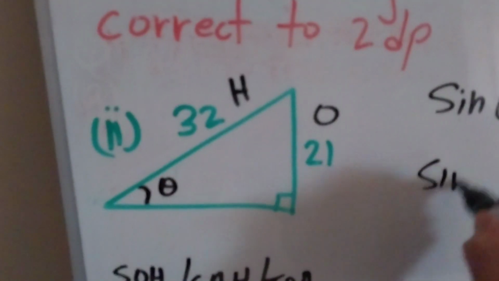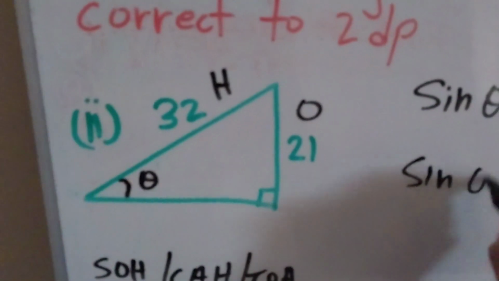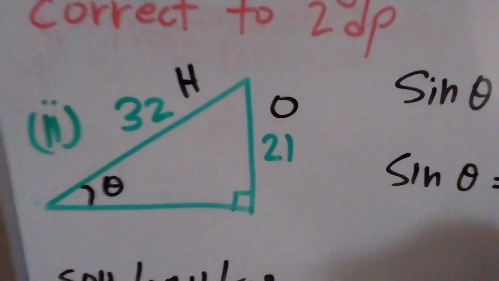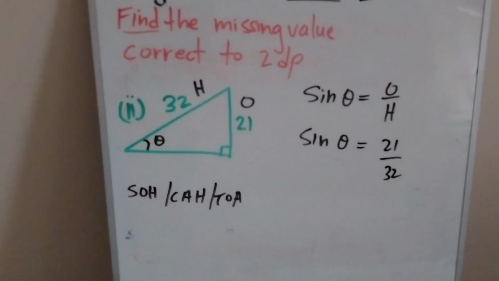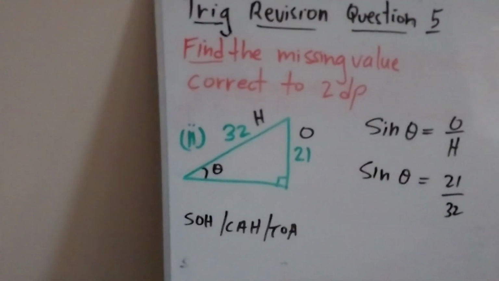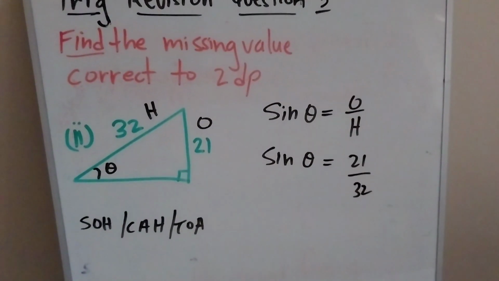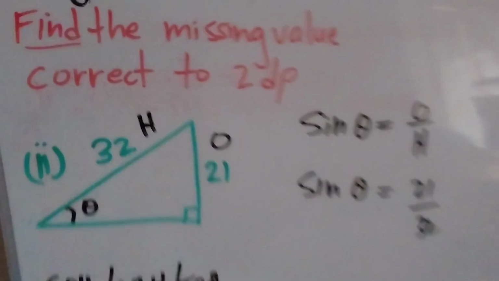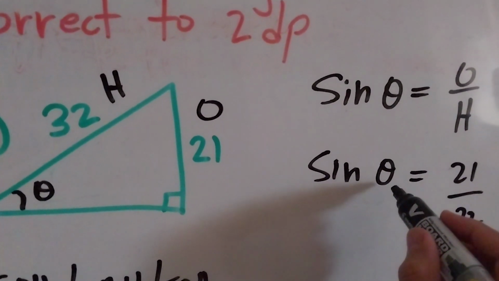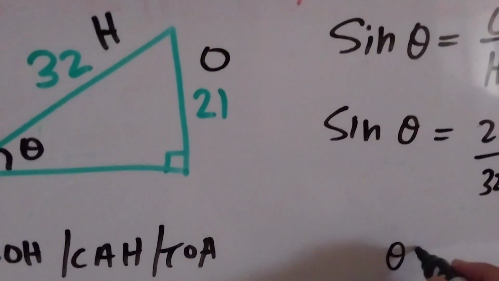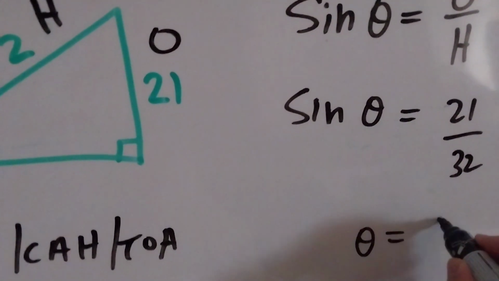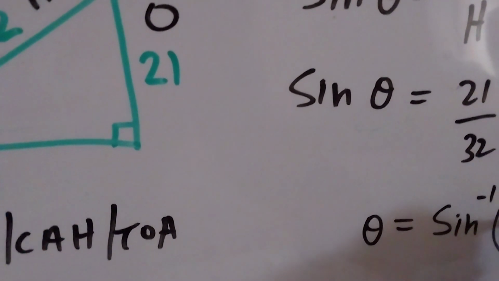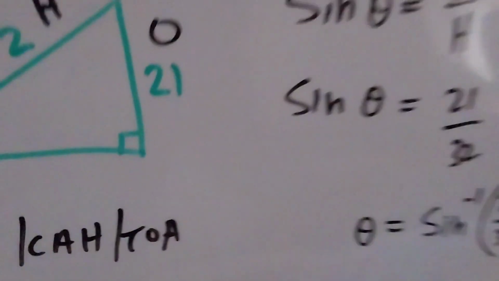So sine of theta, you keep it as theta, equals opposite, which is 21, divided by the hypotenuse, which is 32. Fill in the values. If the angle was labeled as x, then you'll write sine of x. If the angle was labeled as g, you'll write down sine of g. Now, to find the value of theta, you'll have to do sine inverse. So the value of theta is equal to sine inverse of 21 over 32.